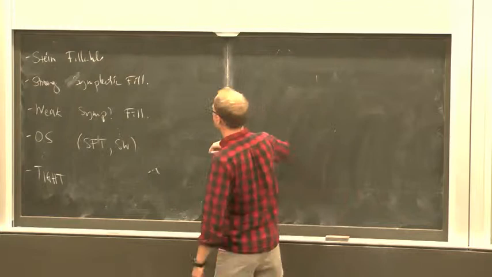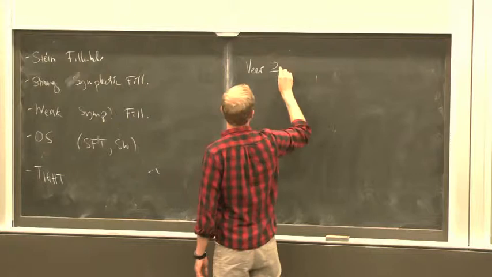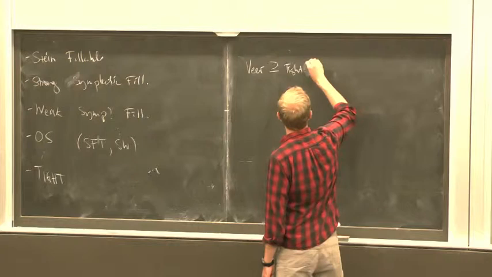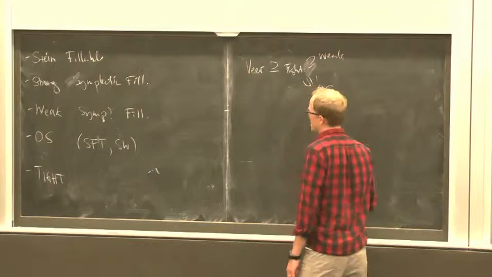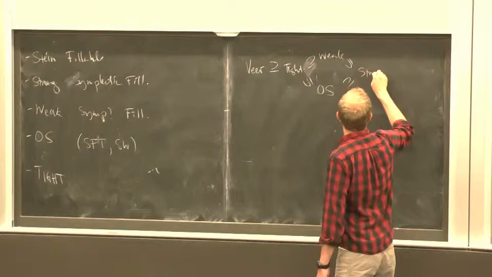And in particular, if I look at a specific surface, then I've got inclusions. So Veer contains everything. Veer contains tight. Tight contains weakly fillable things. It also contains all of these other things about Ozsváth-Szabó or Seiberg-Witten or symplectic field theory. These are all contained in Strong. And these are all contained in Stein. And this contains Veer.